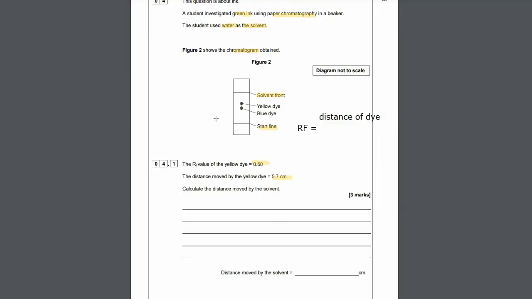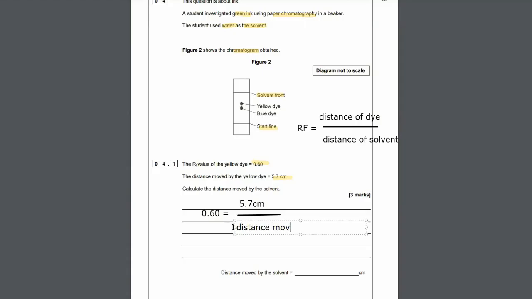So you have to know the RF. You have to know the equation for this, which is RF value is equal to the distance traveled by the dye divided by the distance traveled by the solvent front. So we're now going to do 5.7 over the mystery number, the distance by the solvent front. Or 0.6, the RF value, equals 5.7 over the distance moved by the solvent front.